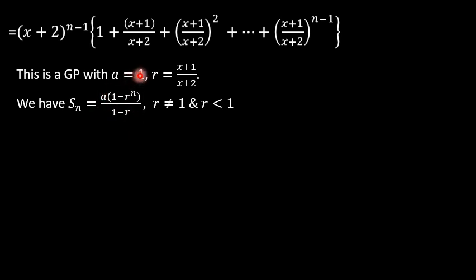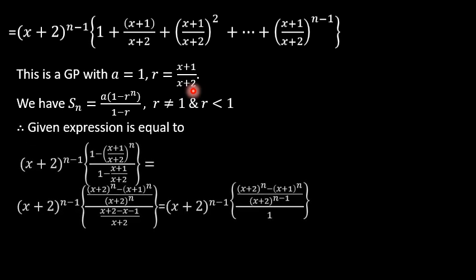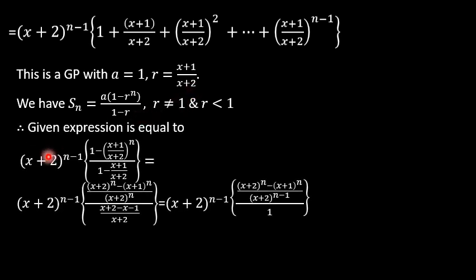Here a is 1 and r is (x+1) by (x+2). So let us substitute in the formula so that the given expression becomes (x+2)^(n-1) as it is here, and a is 1, so we need not write it, and 1 minus r^n is 1 minus ((x+1) by (x+2))^n, whole divided by 1 minus r, which is 1 minus (x+1) by (x+2).